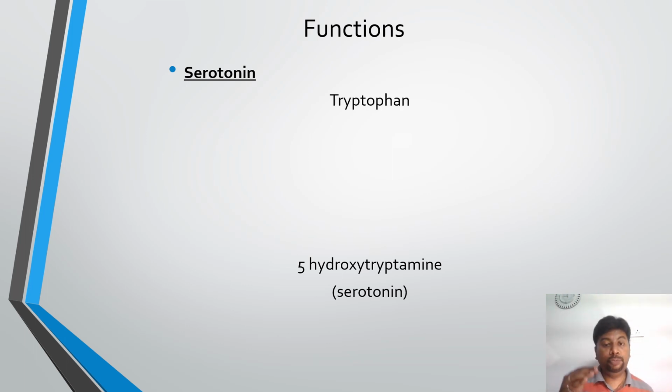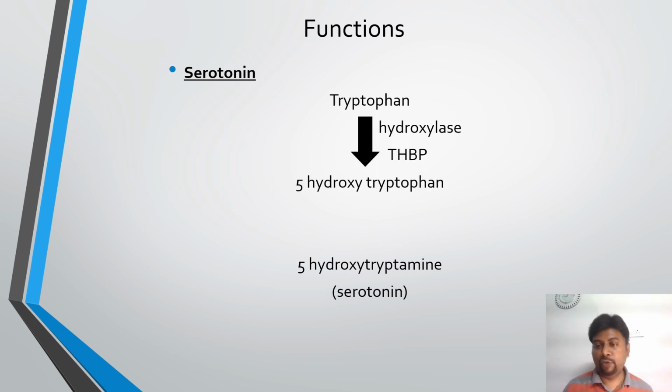Now we will see how tryptophan can be converted to 5-hydroxytryptamine. As the name says, first we should add a hydroxyl group at the fifth position to form 5-hydroxytryptophan. This will be done by an enzyme called tryptophan hydroxylase. This tryptophan hydroxylase is exactly similar to phenylalanine hydroxylase. That is why it uses the coenzyme tetrahydrobiopterin. So this enzyme along with its coenzyme will add a hydroxyl group at the fifth carbon atom and convert tryptophan to 5-hydroxytryptophan.